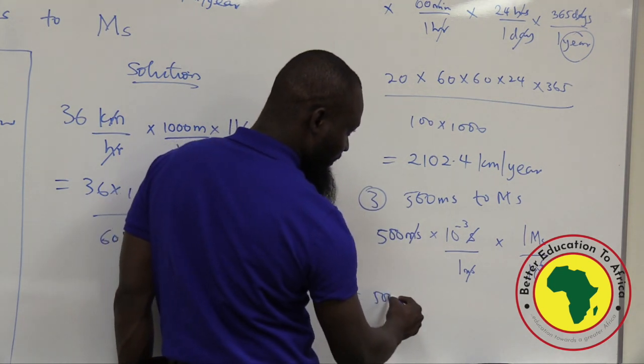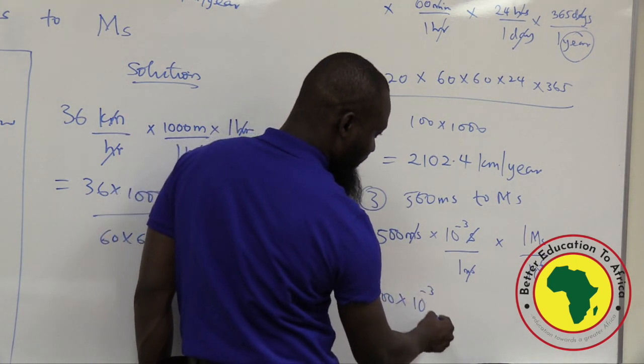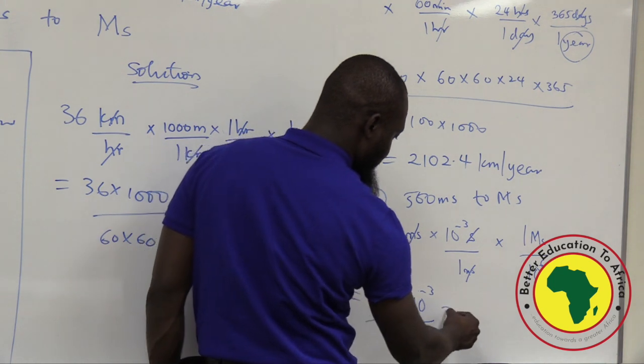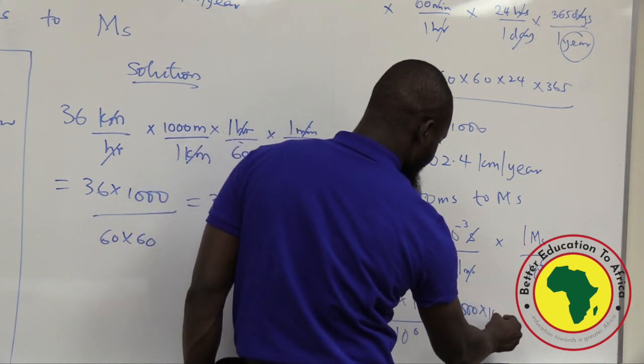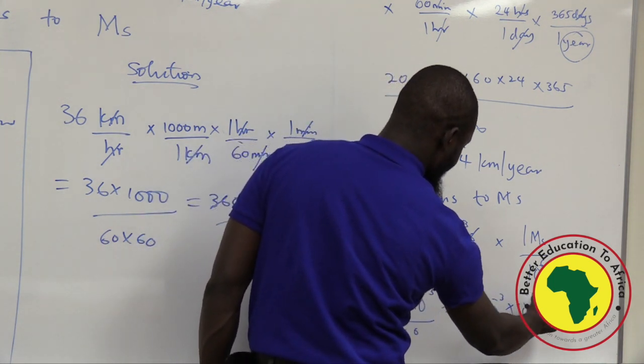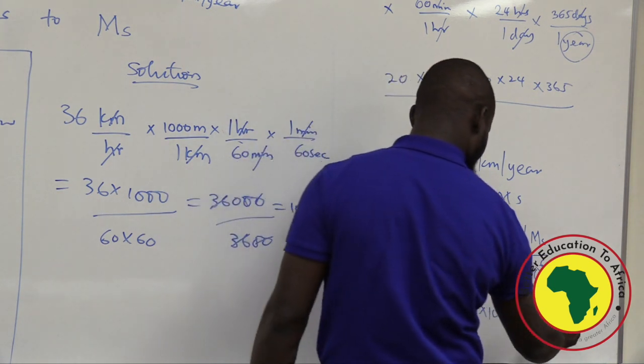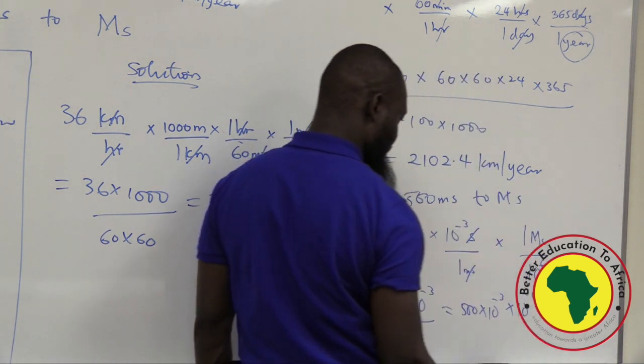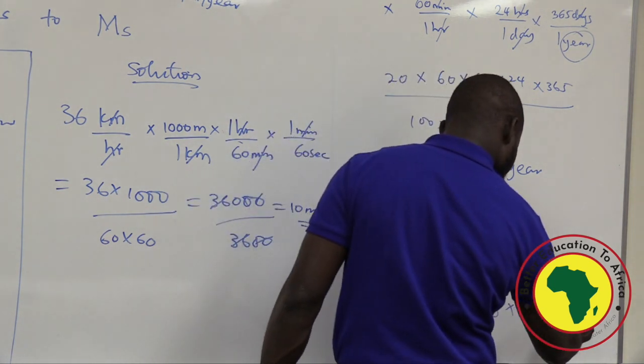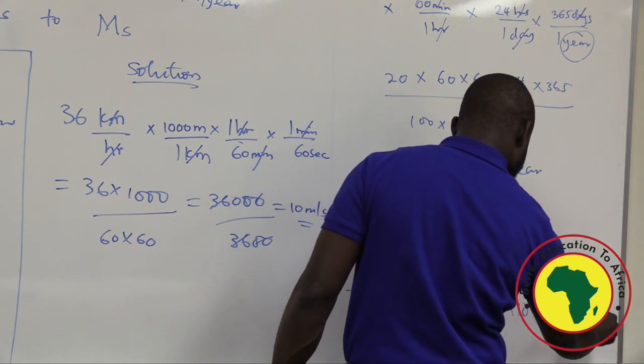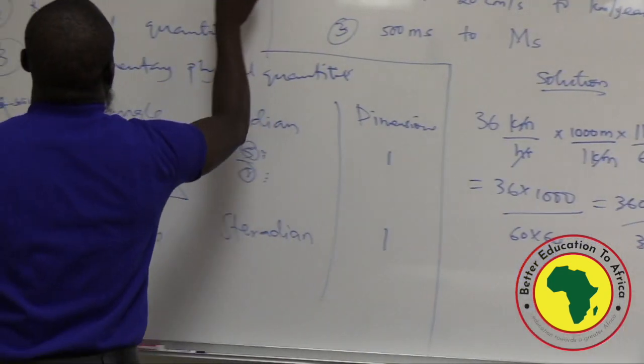So it's 500 times 10 to the minus 3 divided by 10 to the 6, which is 500 times 10 to the minus 3 times 10 to the minus 6. Okay? And that will give us 500 times 10 to the power minus 9.